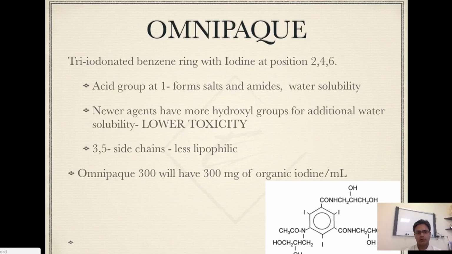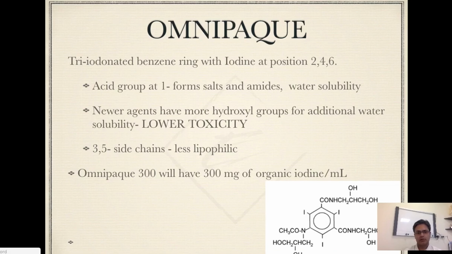Of these, I specifically have used 240 and 300. When we talk about 240 or 300, what we mean is the strength of iodine per ml. So we're talking about milligrams of iodine per ml of the contrast agent. So 240 would have 240 milligrams of iodine per ml of contrast agent.